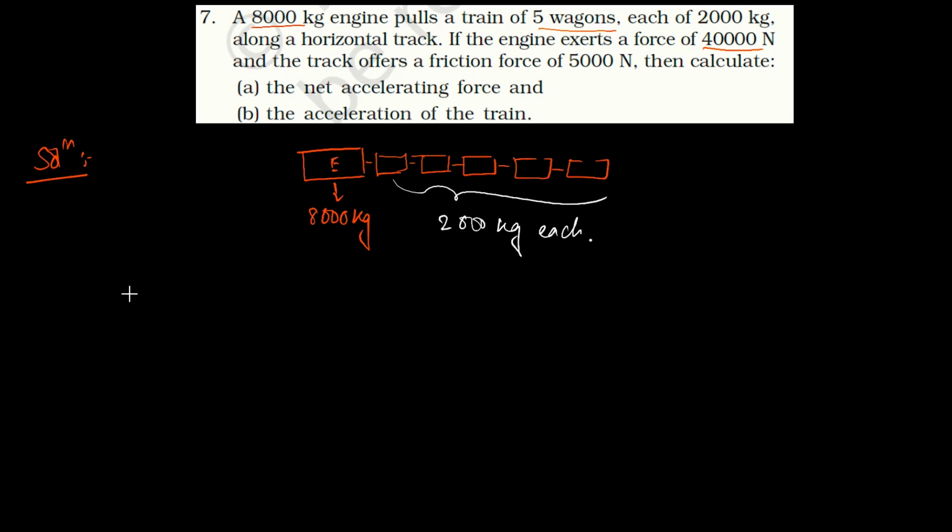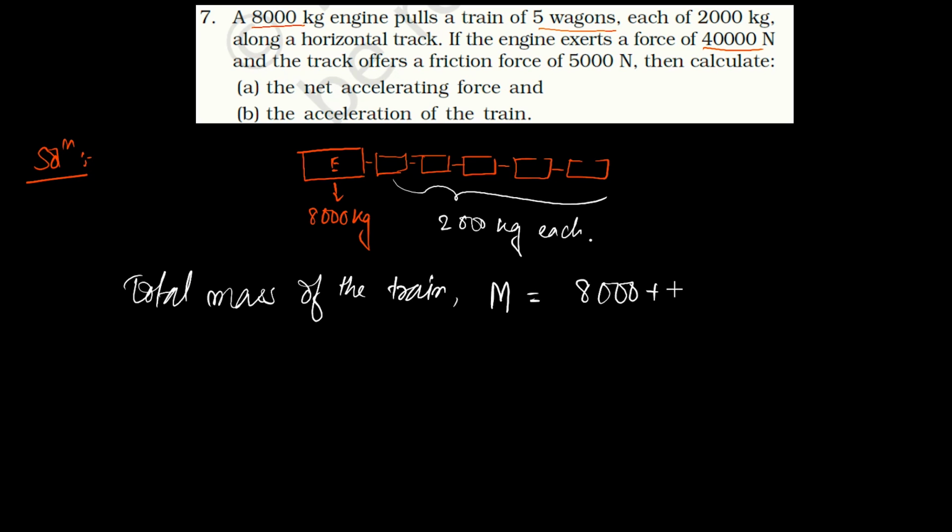Okay, we can solve it. You are going to need it. Total mass of the train, I will represent that by capital M. 8,000 is the mass of the engine, plus there are 5 wagons and each wagon carries a mass of 2000 kg. So what's the total mass of these 5 wagons? 2000 into 5. If you solve, you are going to get 18,000 kg as the total mass of the train.